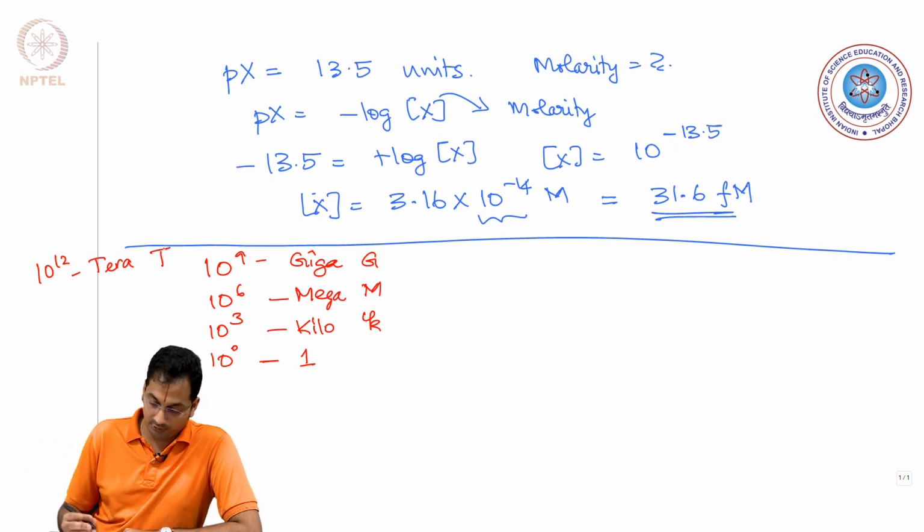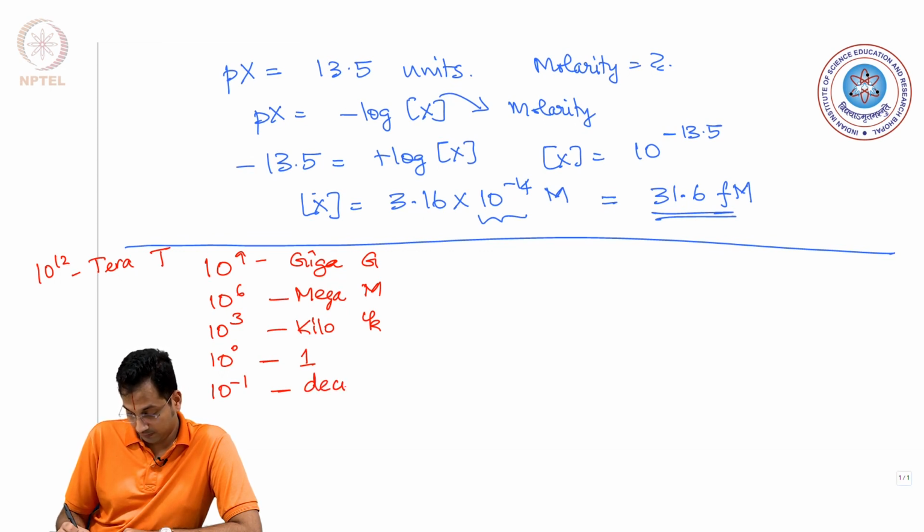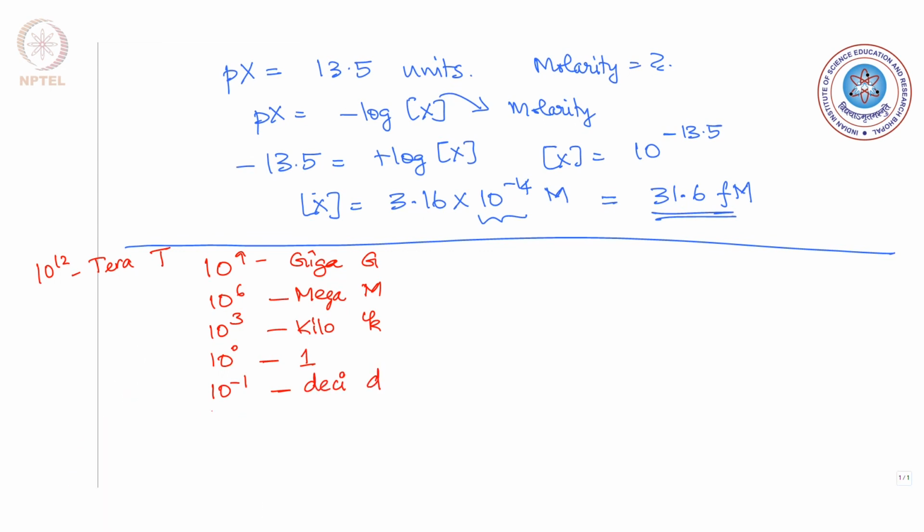Let us go looking at smaller numbers. 10 power minus 1 is given as deci. 10 power minus 2 is given as centi. We are very familiar with decimeter and centimeter. 10 power minus 3 is milli, as in millimeters. 10 power minus 6 then is micro, given the symbol mu.